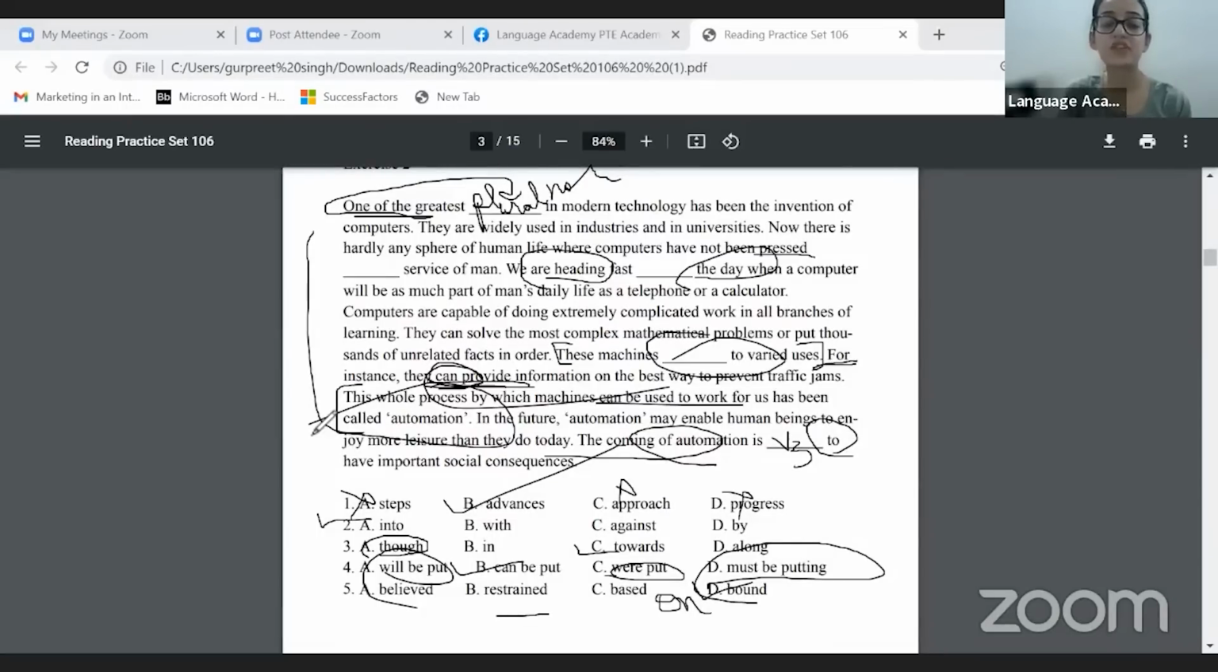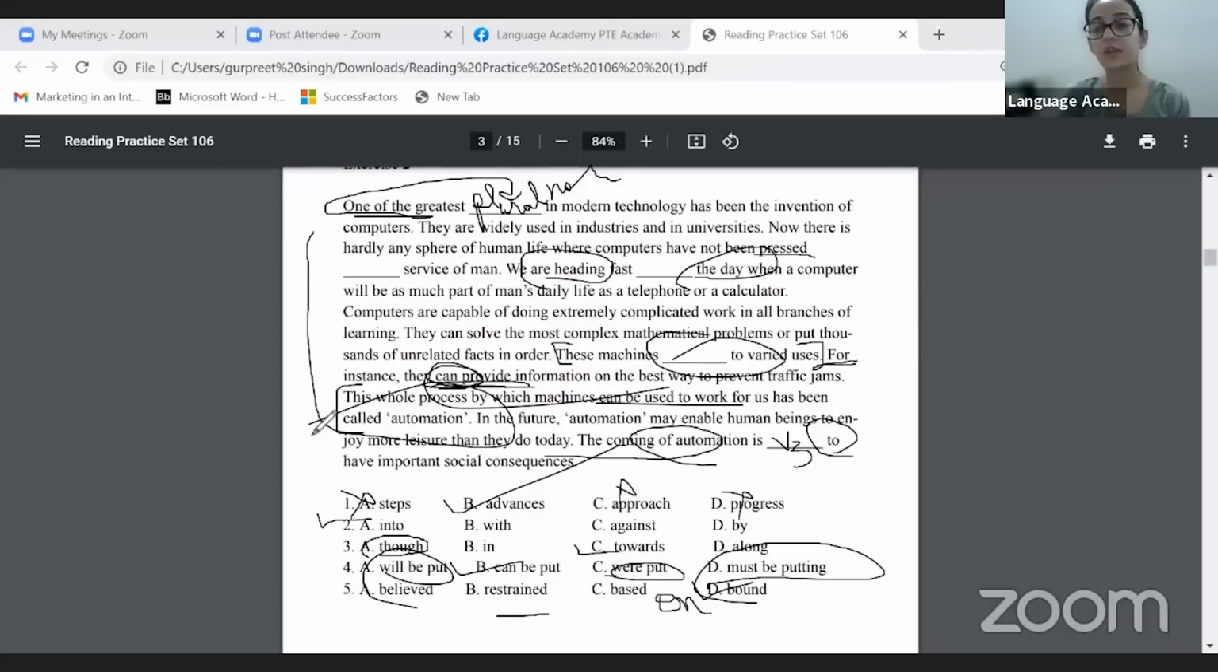So then we have to check based on the word written after the blank as well as the context. "Is believed to" is used for something which has not happened yet and you are expecting it to happen that way. Restrained means restricted. The sentence does not read the word restricted here. Based comes with "on" and bound comes with "to". Right? So these are the answers.